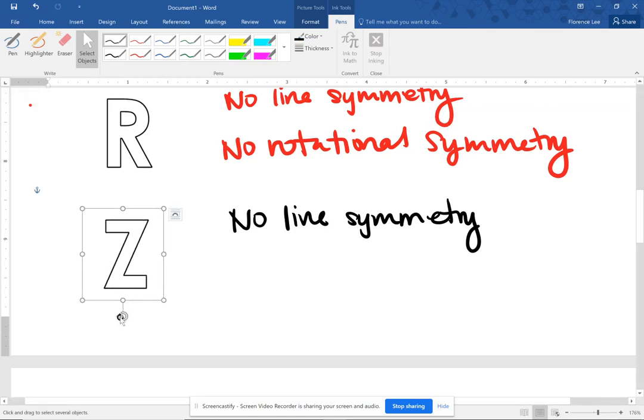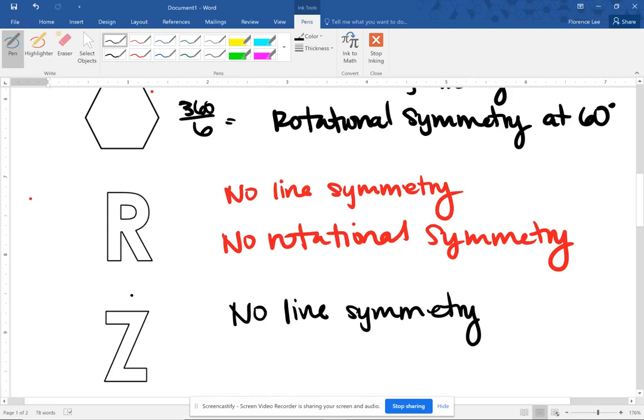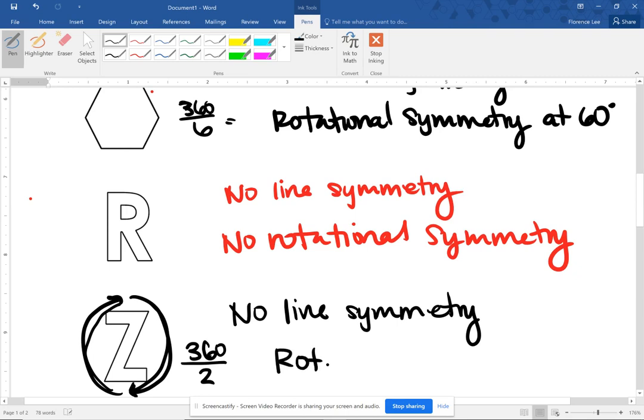How many degrees is that? If I went from the top to the bottom, how many degrees is that? That's a half turn. Half of 360 is 180, right? And if you think about it, there's really only 2 turns. So if I take 360, in this case, it takes 2 turns to get it back to itself. So 360 divided by 2 is 180. So I'm going to say yes, it has rotational symmetry at 180 degrees. So no line symmetry, but it does have rotational symmetry.